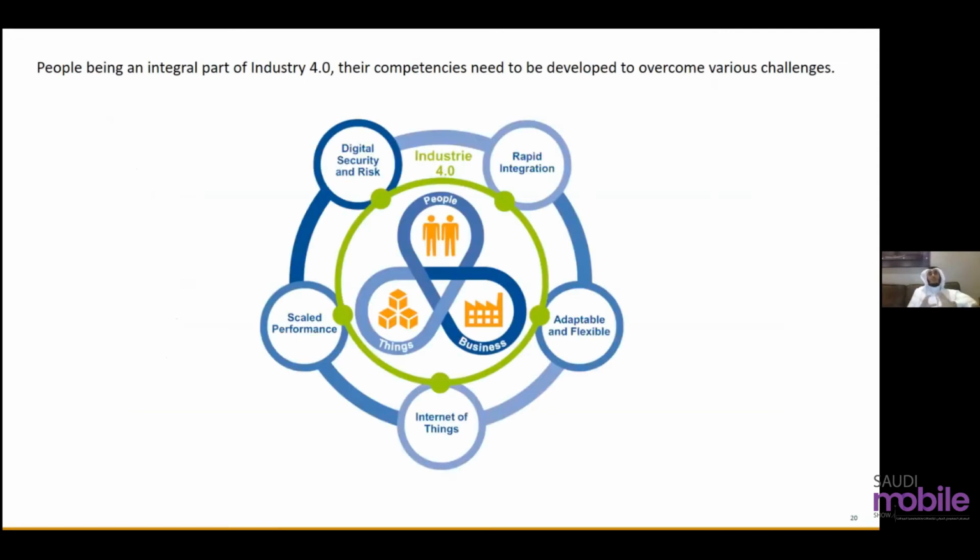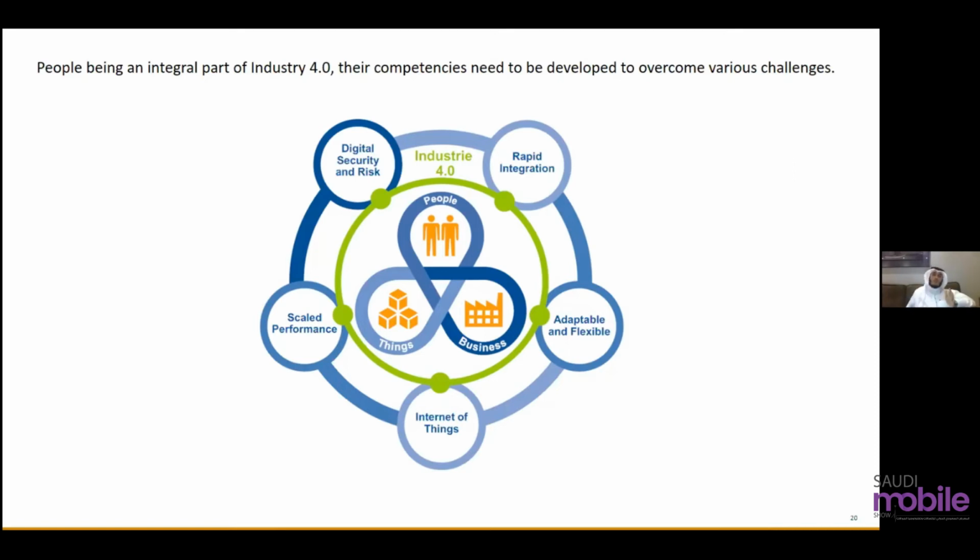You can see that here we have three pillars for Industry 4. We have the people, things, and businesses. Businesses alone, without people and things, cannot make an industry. Things alone, without the engagement of people and businesses, will not give us a successful Industry 4. So all these three should work together in harmony so they can reach a successful transformation to Industry 4.